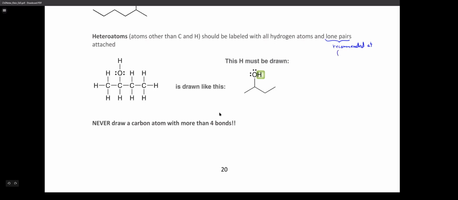You said the most common heteroatoms were oxygen and nitrogen? Oxygen and nitrogen, yeah. And then after that would be sulfur and the halogens. Okay.